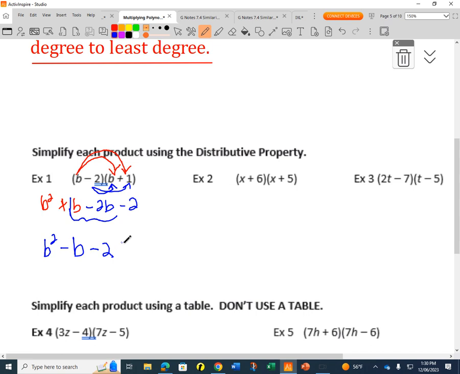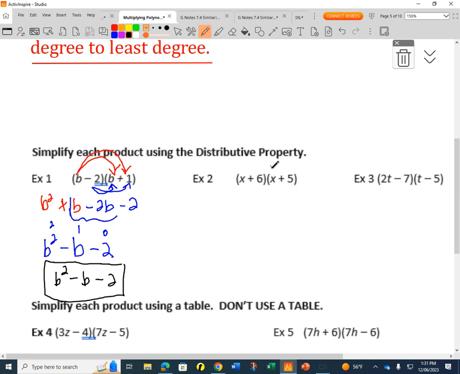So now we're going to check and make sure it's in standard form. Standard form means greatest degree to least degree, where the degree for each term is the sum of the exponents on the variables. So the degree here would be 2, the degree here would be 1, and the degree here would be 0. So this is actually in standard form, and we don't have to do anything to that. So that is the final answer: b squared minus b minus 2. We've simplified that expression.